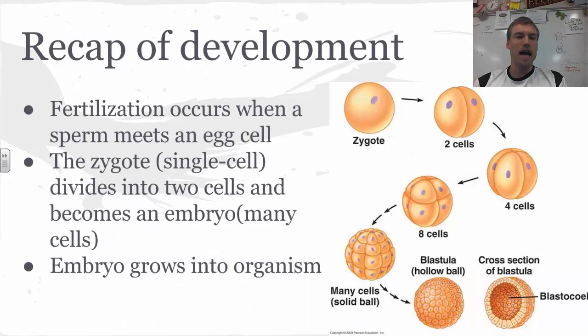So just a brief recap of development. Remember that fertilization occurs when a sperm meets an egg cell, and we then form a zygote or a fertilized egg cell, which is a single cell. That single cell will then divide into two cells and become an embryo. Eventually it's going to continue to divide, and it will eventually grow into an organism. As you get more and more cells, you get into kind of a ball, and then you get a nice inner layer on the inside. And the inner layer on the inside actually becomes the body cavity of an organism.